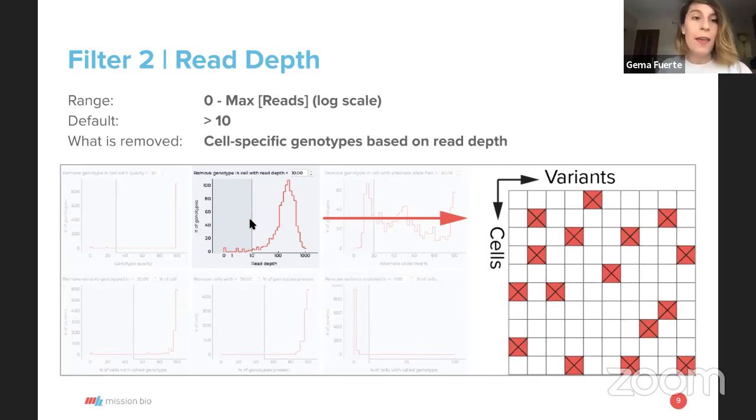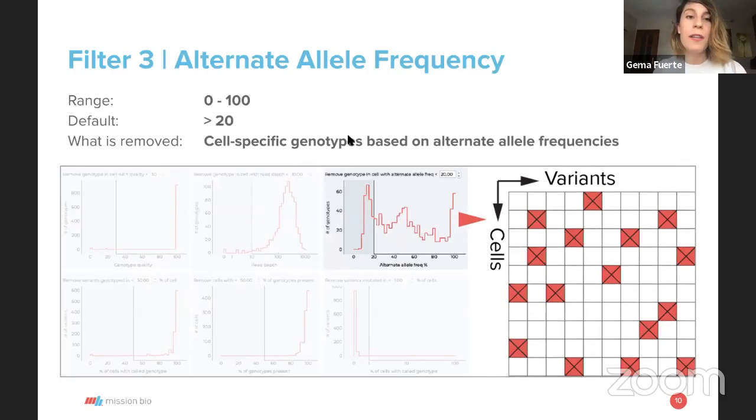Awesome. Third filter. The third filter is the alternate allele frequency, or mutant allele frequency. So what is the range for this filter? From 0 to 100. 0 is wild type, 100 is homozygous. What is the default? 20%. So we have a 20% threshold. What are we filtering out here? We are filtering out cell-specific genotypes based on mutant allele frequencies.